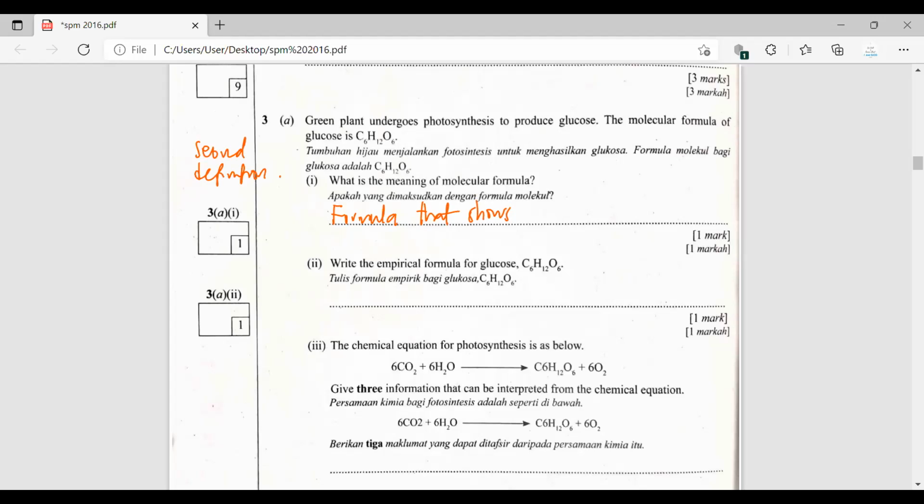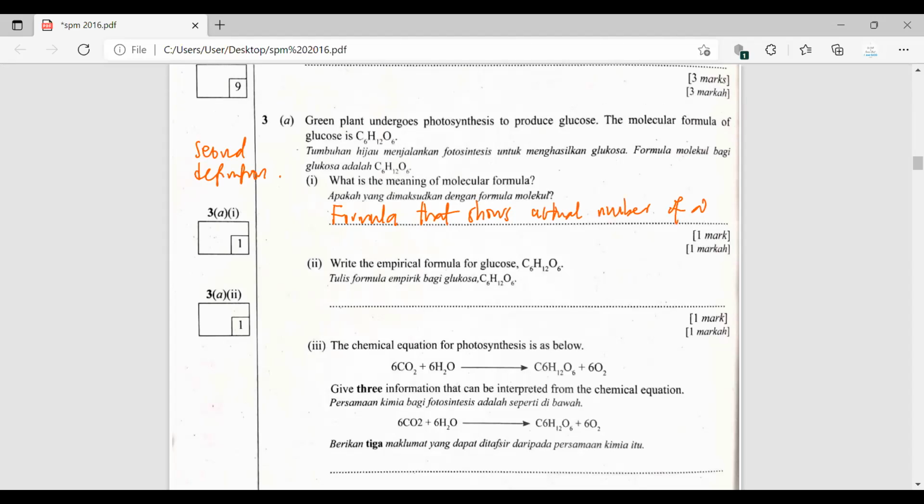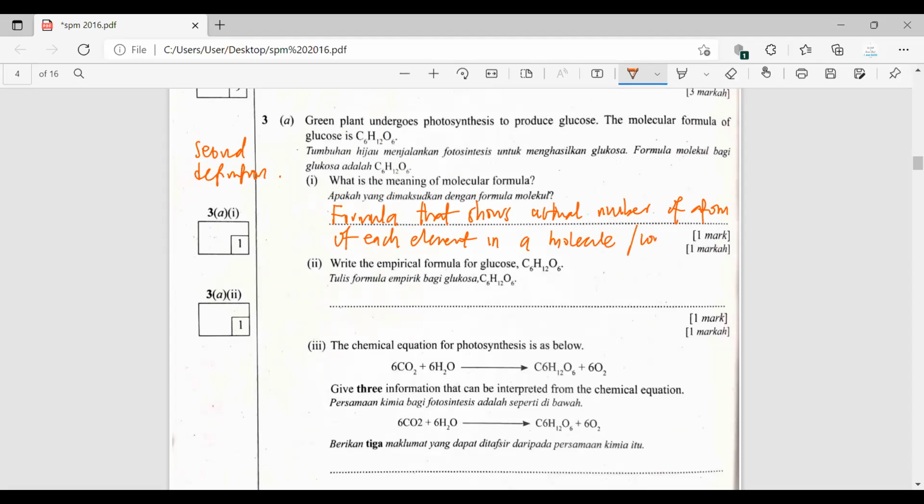That shows the actual number of atoms. If you haven't memorized your definitions yet, then it's good that you try and memorize them after this. Of each element in a molecule is fine. In a compound is fine.